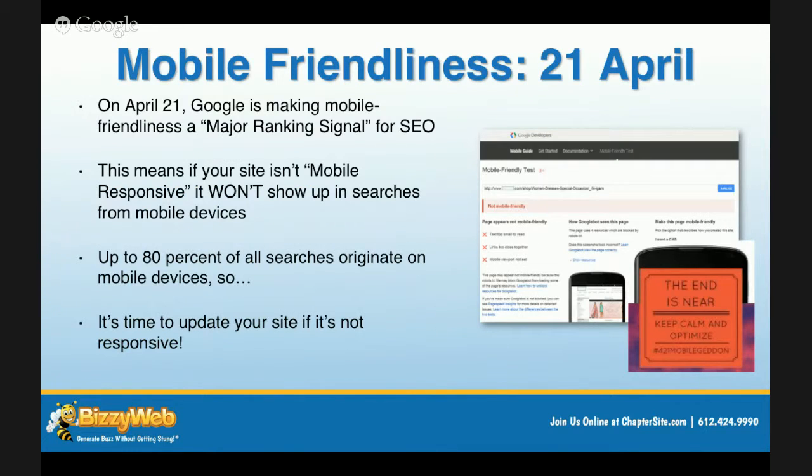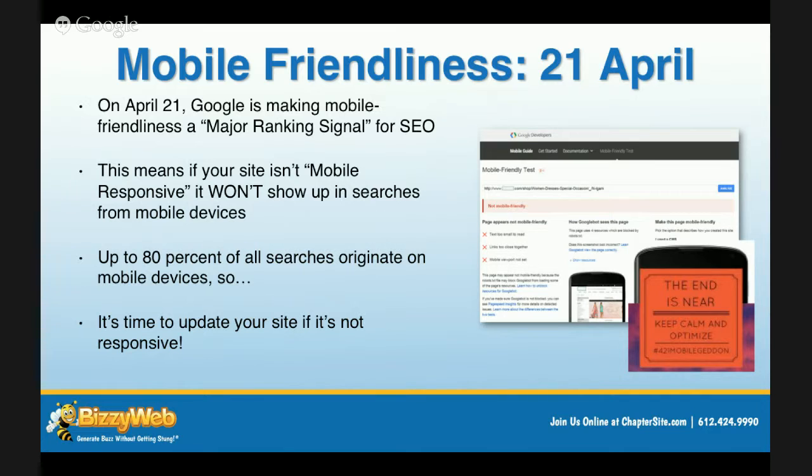Remember that if your chapter website is not mobile friendly, as of 21 April, Google made mobile friendliness a major ranking signal. What that means is if your website doesn't squish down like you saw Chapter Site Pro and Chapter Site do, and if it's not officially set up as being mobile friendly and set up for different targets and different sizes and all the CSS and things inside of there that you need, then Google won't show your website in mobile searches. So if someone's searching on Google on their mobile device, your website won't show up if they search for your website on Google.